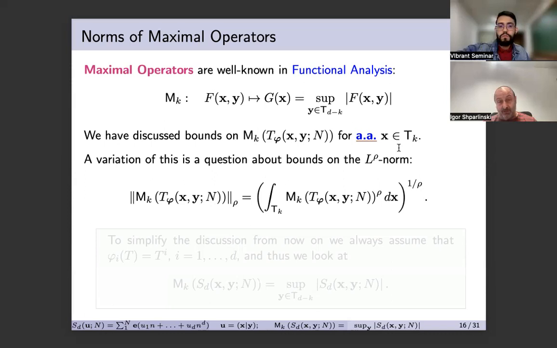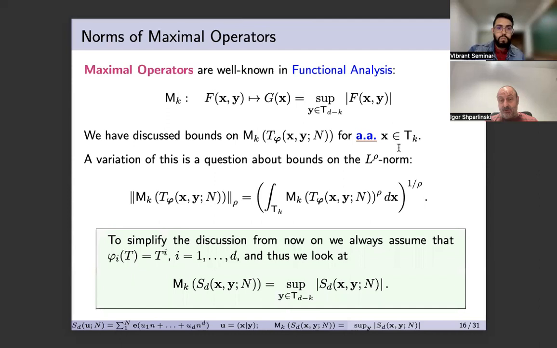From now on, to simplify the discussion, I always assume that my choice of functions is classical, and in fact, in the classical order. So phi i is t to the i. Again, if you permute this, you change the vector of functions, even if you don't change the set of functions. So we will be looking at these operators, M sub k, on the classical Weyl sums.